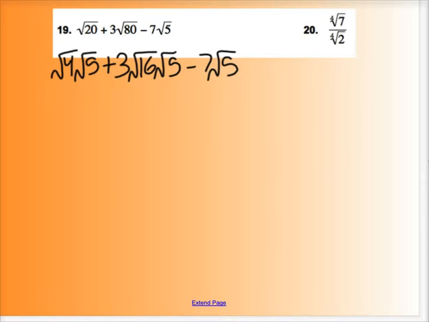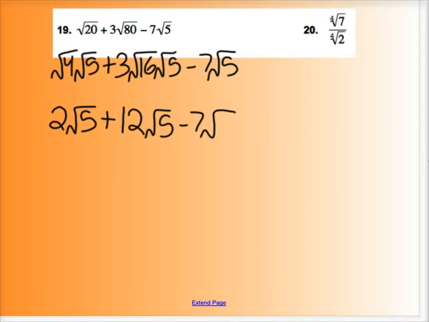All right, now I pulled out the perfect squares. So now that square root of 4 turns into a 2. The square root of 16 turns into a 4. Well, 4 times 3, so that's going to be a 12 out front now. And then that last thing, 7 square root of 5, for now just stays the same.